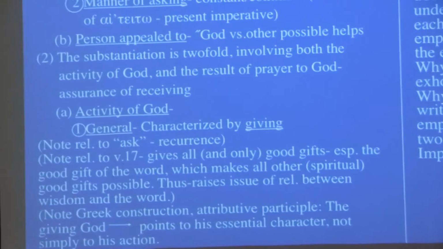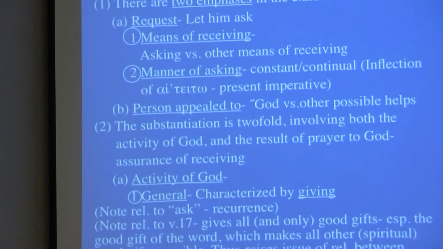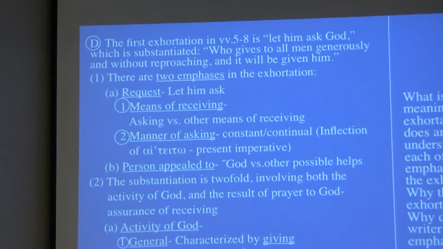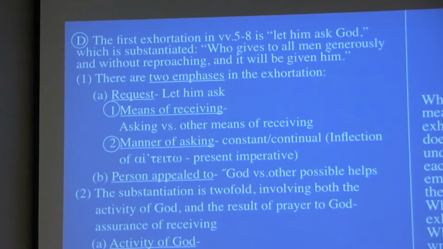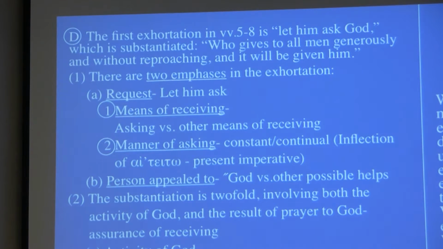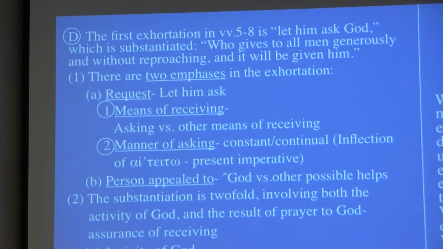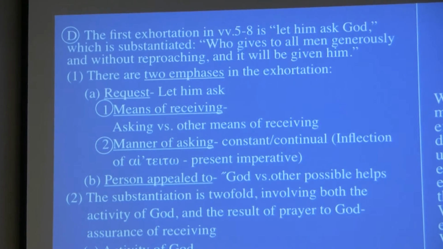Now, the first exhortation in verses 5 through 8 is, of course, let him ask God, which is substantiated: who gives to all men generously and without reproaching, and it will be given him. We note that there are two emphases in the exhortation. There is, first of all, the request, and there is, second of all, the person appealed to. These are logical observations. You have two issues here, request and the person appealed to.